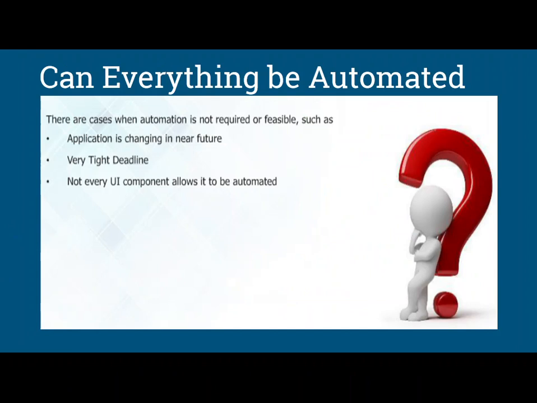Then the second thing is, what if it has a very tight deadline, then should you automate that? But if we are going to use that application again, we can. Yes, that is true. But if let's say you want to release your product or whatever you are testing next week, for example, then that means the deadline is very tight. Now you would not have enough time to even do manual testing, leave alone the automation testing.